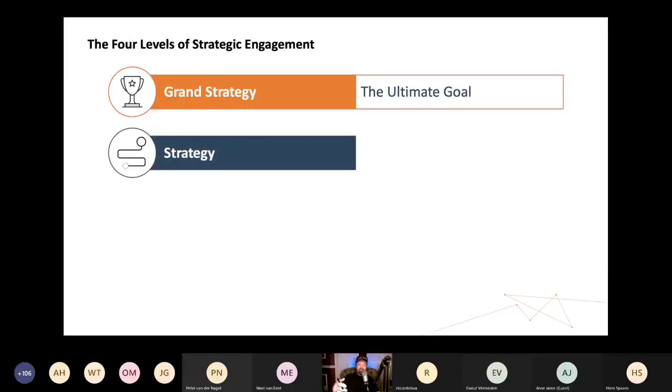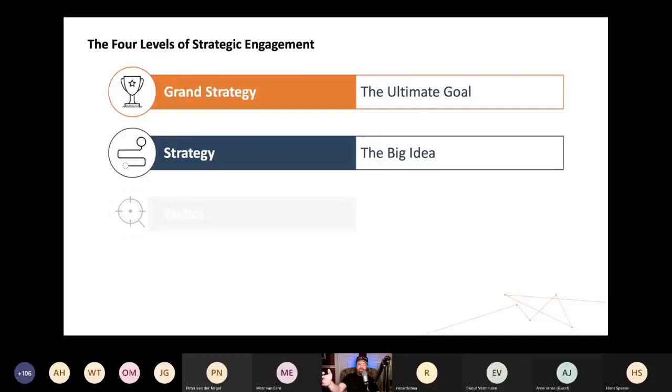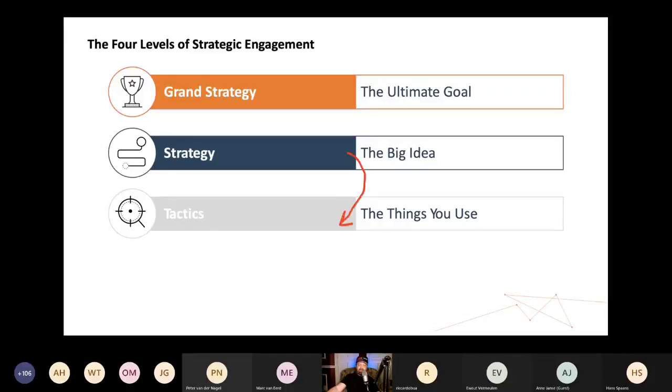And so then the next level down is strategy. Strategy is the big idea that we're going to use to achieve that ultimate goal. And then we have tactics. Tactics are the things we use, the stuff. And one thing that Colonel Warden talked about and impressed upon me is that almost everybody confuses strategy and tactics. And this is absolutely true in the world of cybersecurity. So we do that all the time.